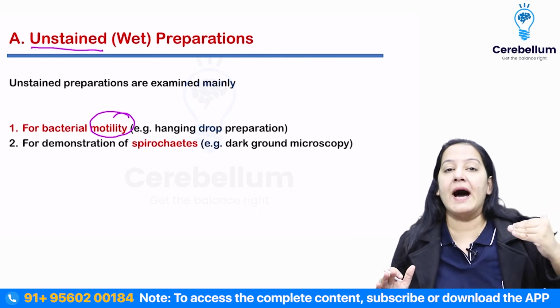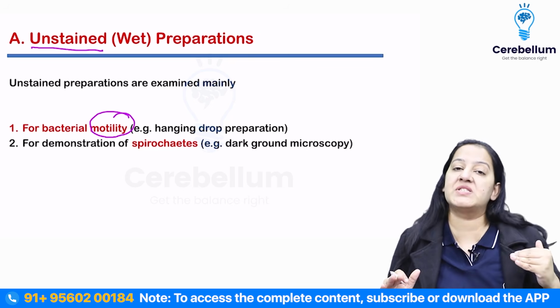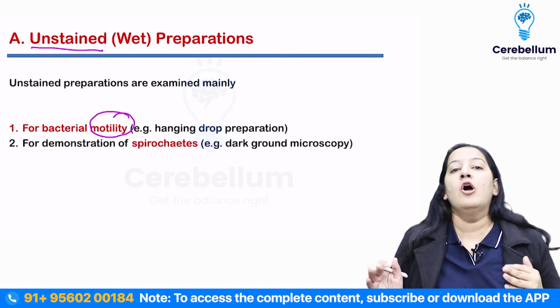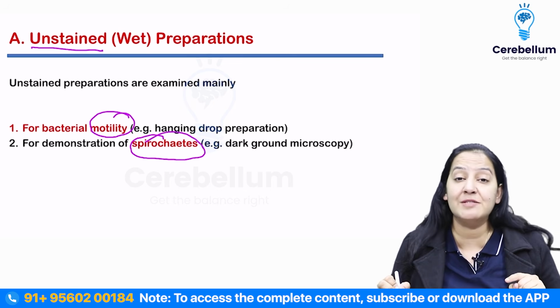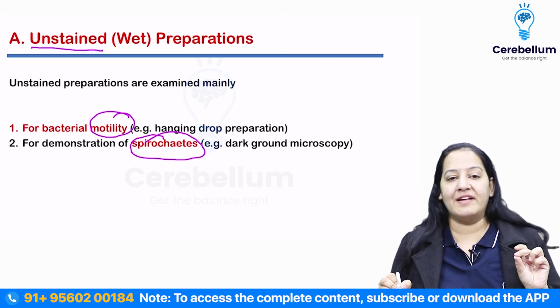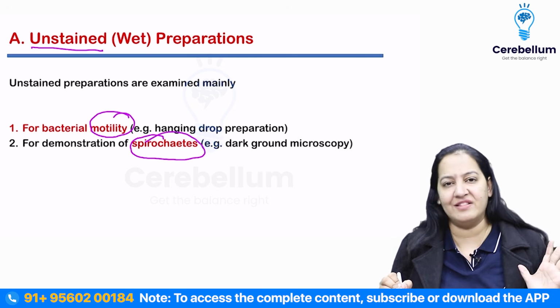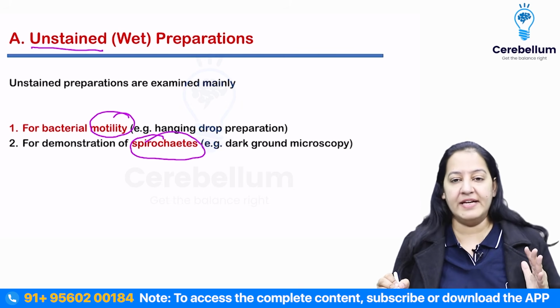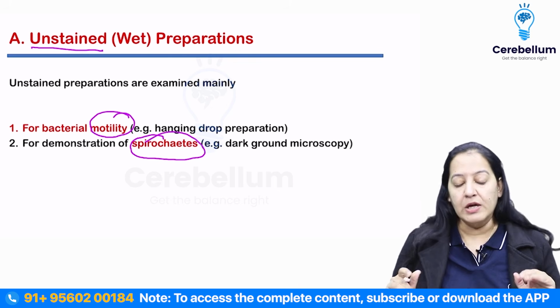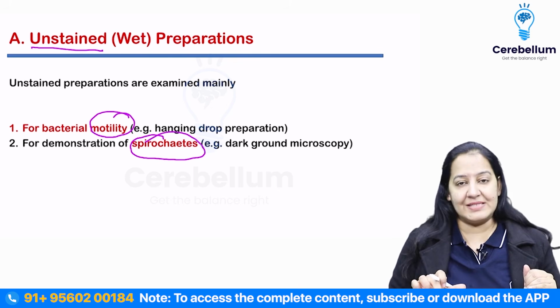So that's why the unstained preparations are used to see the motility of the bacteria, or else these are used for very thin bacteria. Which is the thinnest bacteria in the world? The thinnest bacteria are the spirochetes. They are thread-like. They are as thin as a thread. So, for the thin bacteria, the spirochetes in dark ground microscopy, they are used. These are the only two uses of unstained preparation.